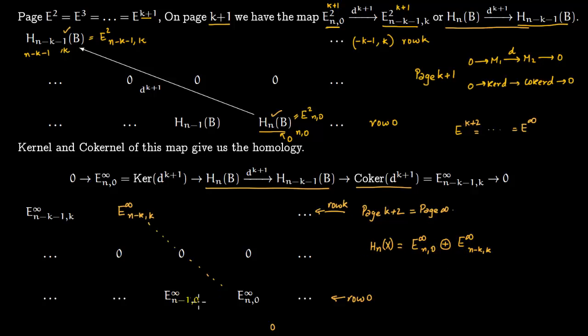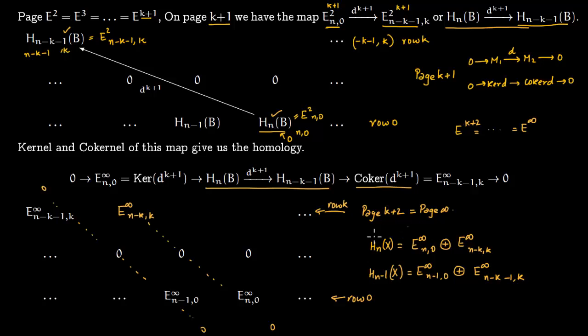Okay, so what about n−1? Again, n−1+0 is n−1, so this will be it, and this is the anti-diagonal. Everywhere else we have 0. So now you have these two things. So n−k−1+k will again give you n−1 here. So similarly you have Hn−1 of our total space X. You have E infinity n−1,0, and you direct sum with our term here, n−k−1,k.